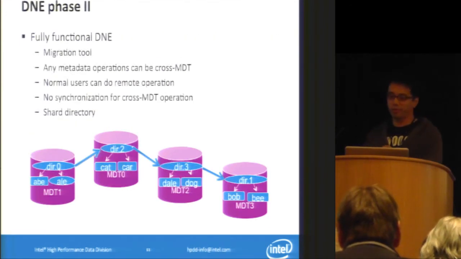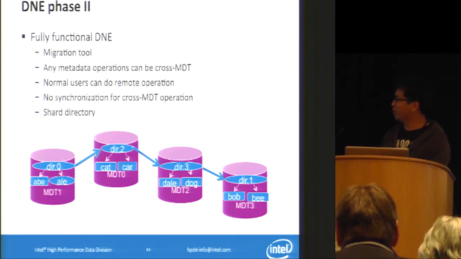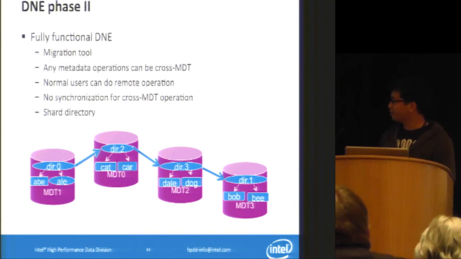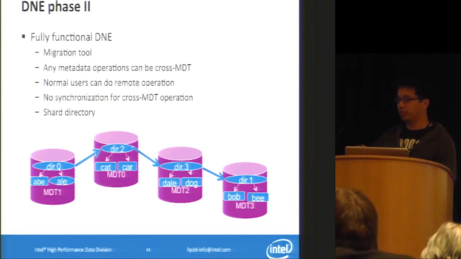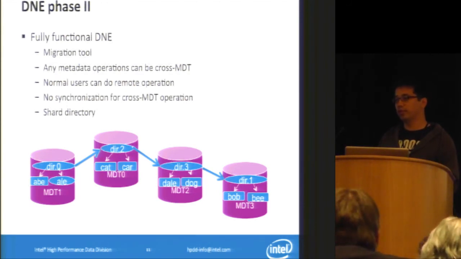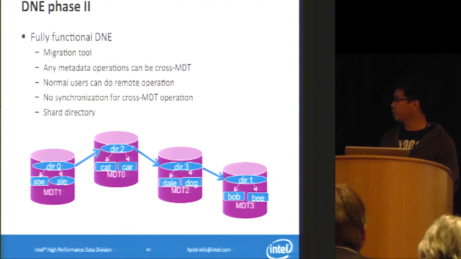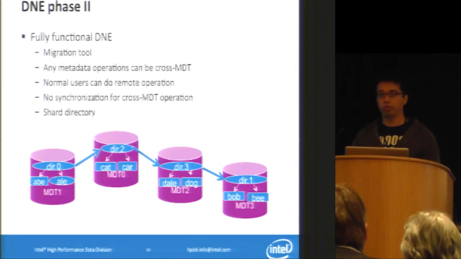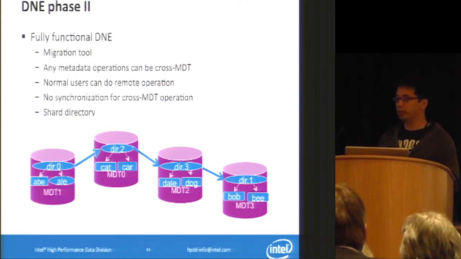So that's about phase 2. What you would expect is that we will provide a migration tool. With this tool, you can migrate the files and directories to the new MDT without touching any data on the OST, and also keep the layout the same. Also, any metadata operation can be cross-MDT, not just create remote directories and unlink remote directories, and they don't need to be synchronized. Also, the normal user can do remote operations as well. So a normal user can create remote directories and move files between MDTs.